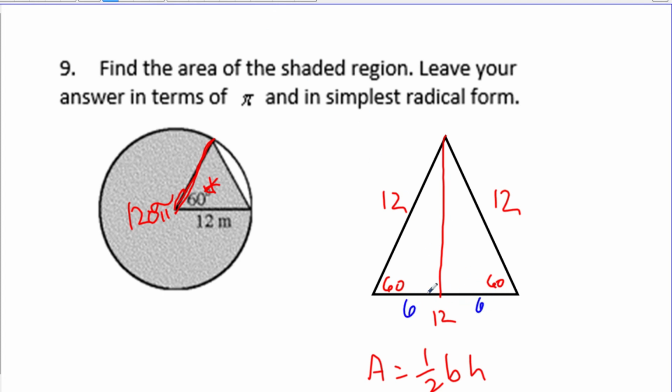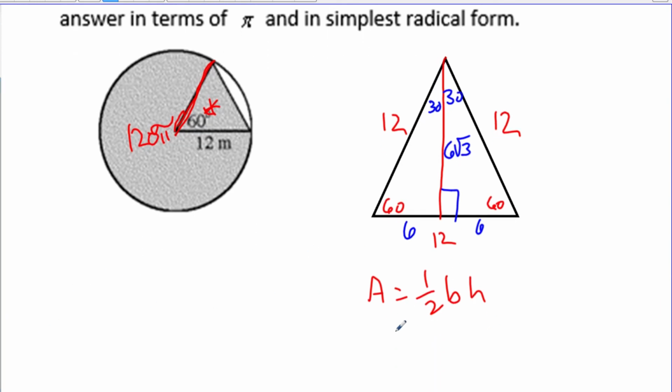Okay? And the 60 up here becomes two 30s when I draw in that altitude, 30, 60, 90. So if this is a 30, 60, 90 special right triangle, the long leg across from the 60 is the short leg times the square root of 3. So I know my height is going to be 6 square root of 3. So let's plug this in. Now it says 1/2, the whole base across, remember, is 12, and the height is 6 root 3.